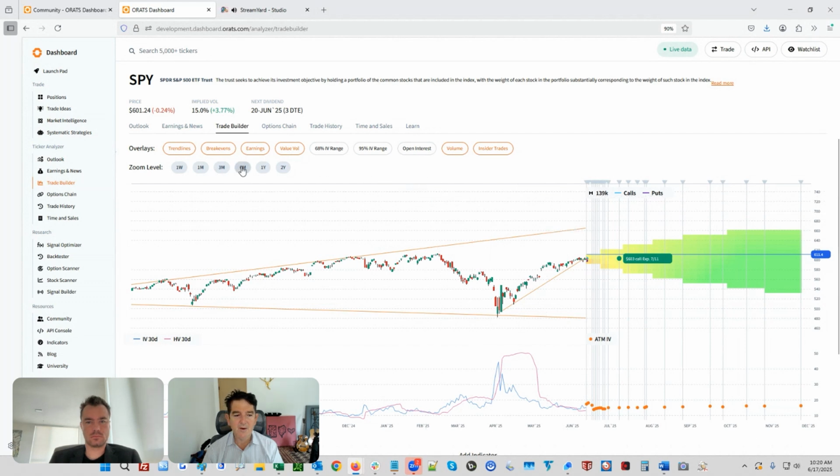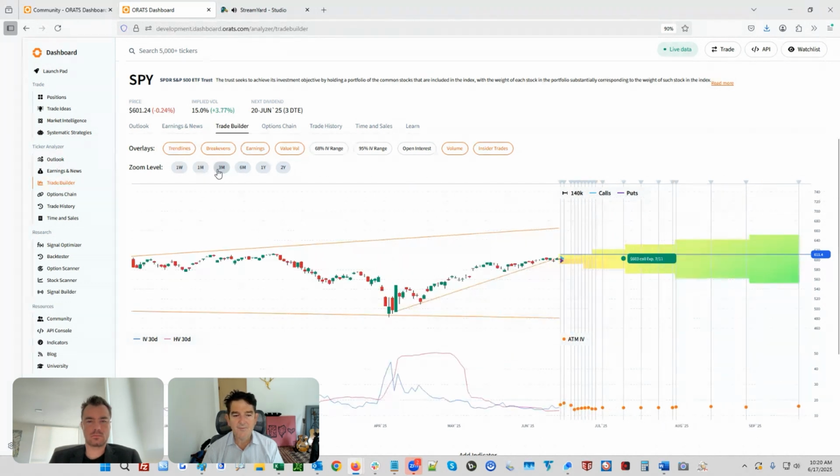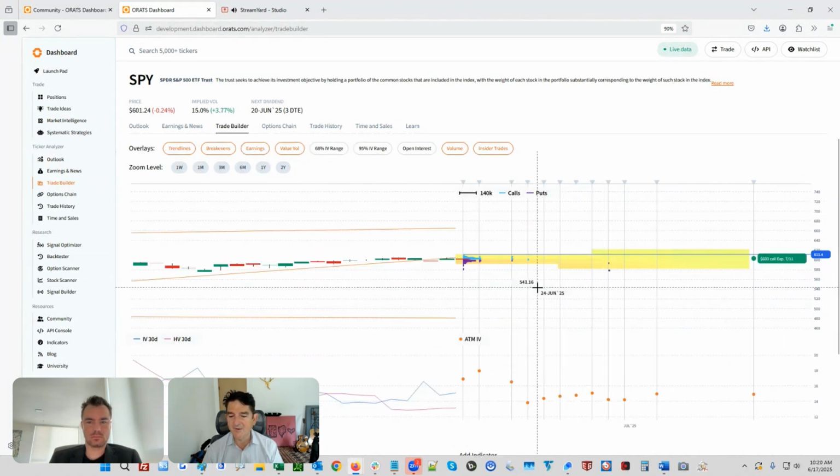We could zoom in a bit. You could see that a lot of the volume is in the front days, that's the 0 DTE stuff going on. Look how much more volume is in the 0 DTEs than any other month. That's kind of crazy. Yeah, with the trade builder, we get asked a lot about what those colors mean.